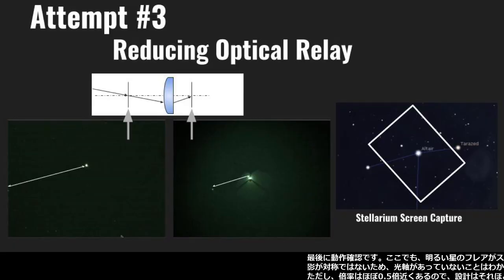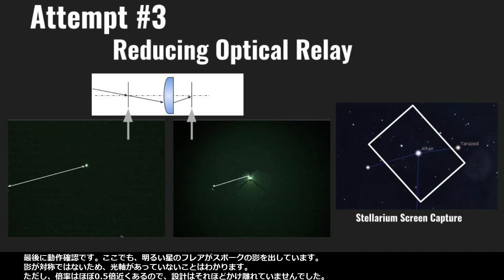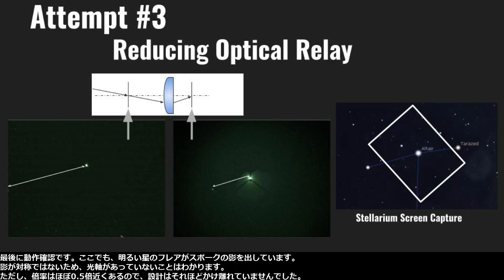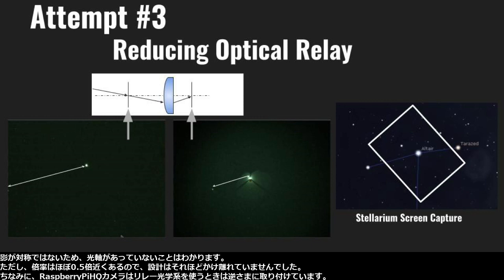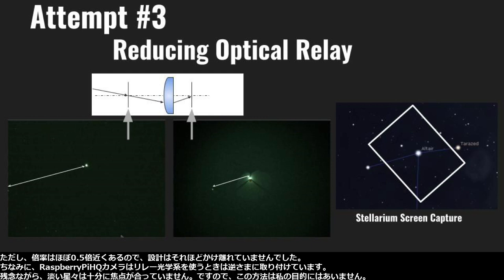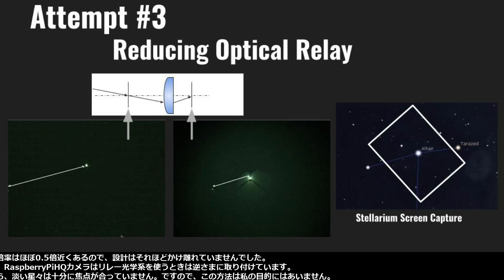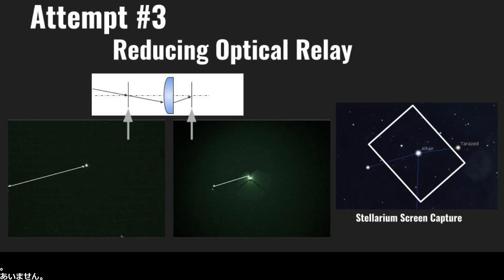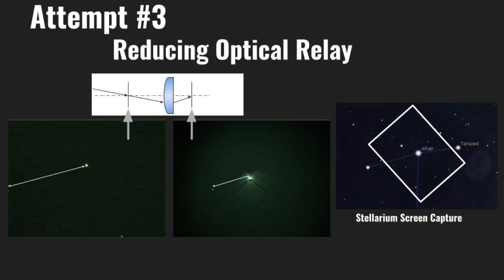Finally, I checked if it works or not. Again, the flare of a bright star shows the spokes. It shows the optical axis is not aligned because the shadows are not symmetric. However, the magnification is nearly 0.5 times, so the design was not too far off. By the way, I mounted the Raspberry Pi HQ camera upside down with the relay optics. Unfortunately, the faint stars are not focused sharp enough. So, I would say, this method is not good enough for my purpose.